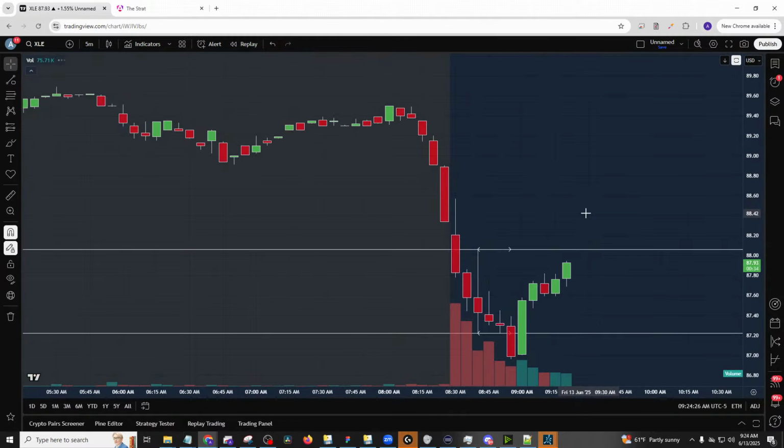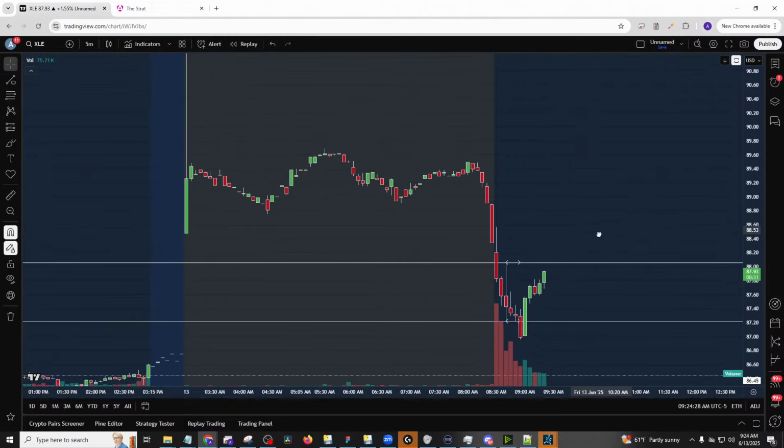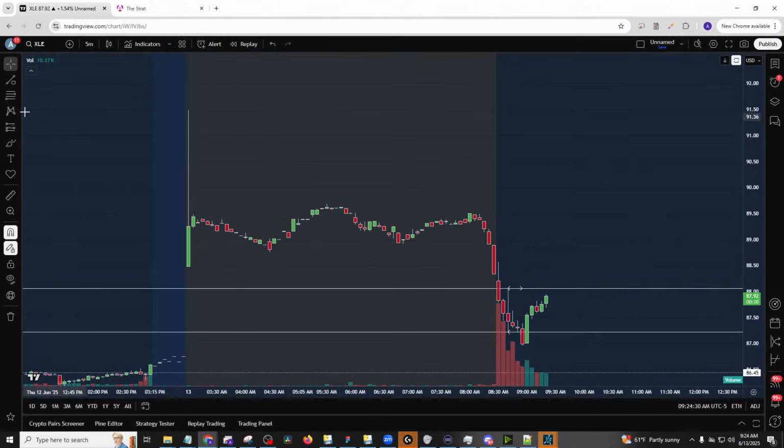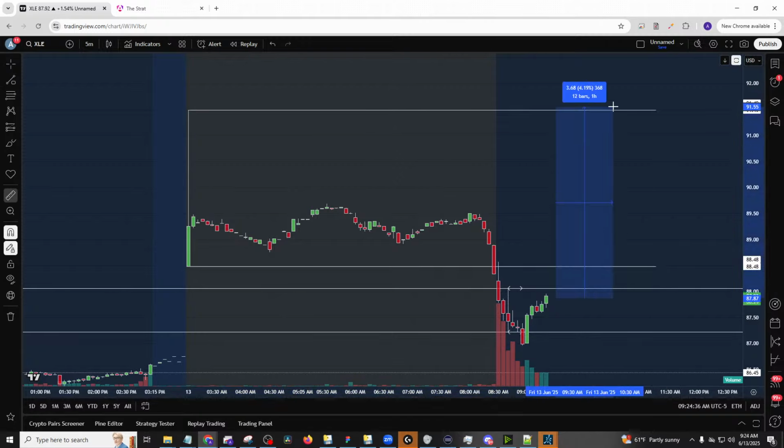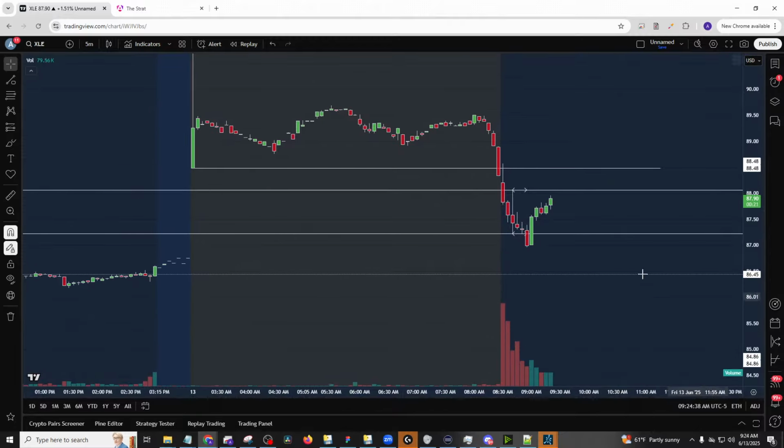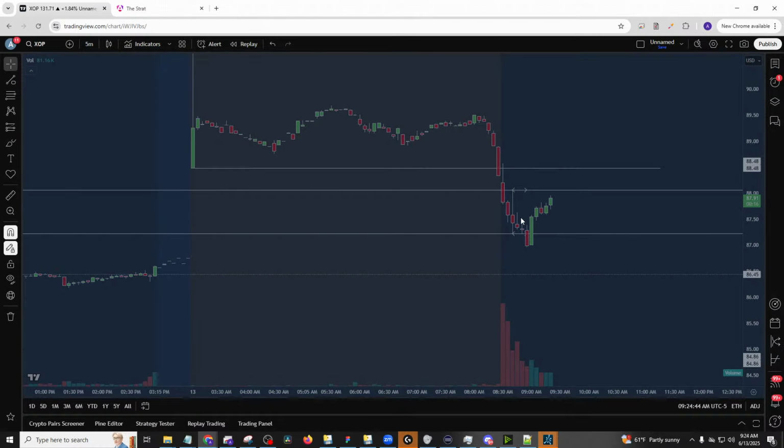In the energies, man, wouldn't it be something if we could reclaim this news mother bar in the energies and rip all the way up into here today, about 4%? That'd be pretty cool. But you'll see the mother bar here on the energies 5er after the reclaim. They're still going. XOP.